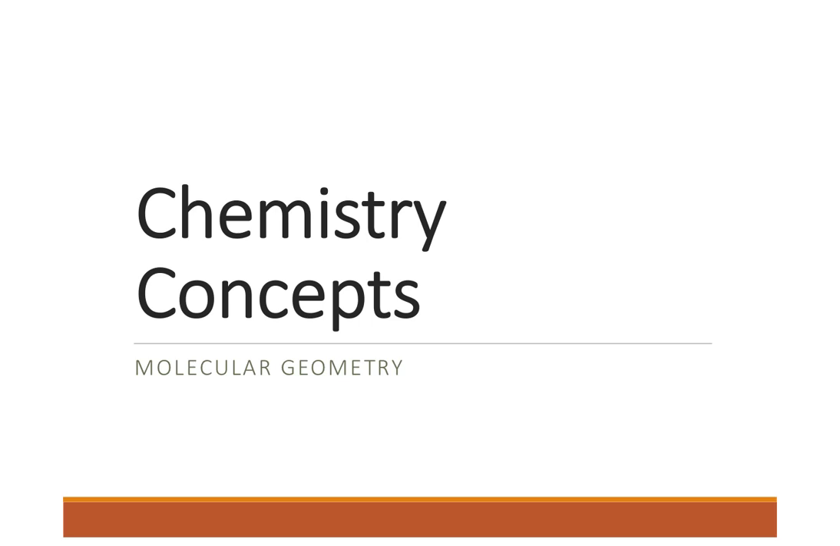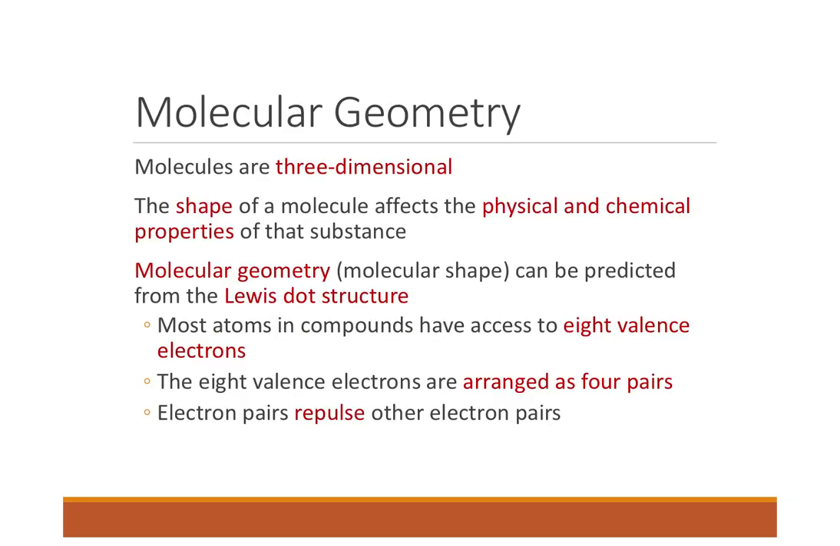In this video, I'm going to talk about molecular geometry, which is really all about molecular shapes. Molecules are three-dimensional. They take up space, they have volume, and the shape of a molecule does affect the physical and chemical properties of that substance. So molecular geometry, or the shape of the molecule, is something that we can predict from the Lewis dot structure.